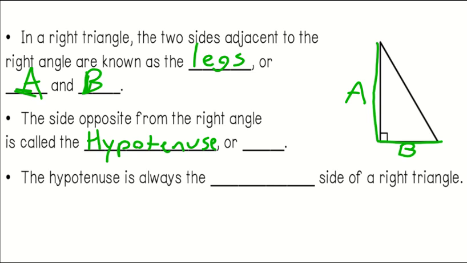So when we work with these right triangles, they have to be right triangles, we have two legs and a hypotenuse. The hypotenuse over here, that's also going to be side C as we work with these. And the hypotenuse is always going to be the longest side. So, you got your three sides for the right triangle. Hypotenuse has to be the longest of the three.